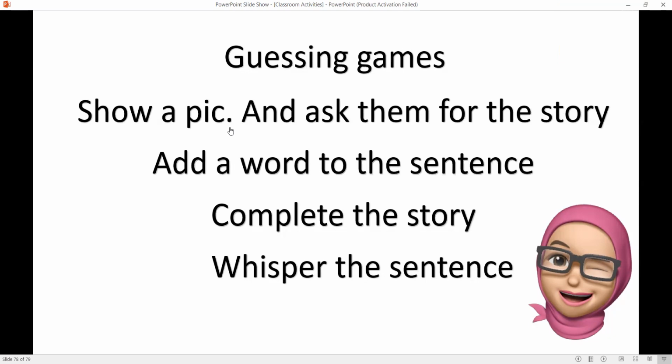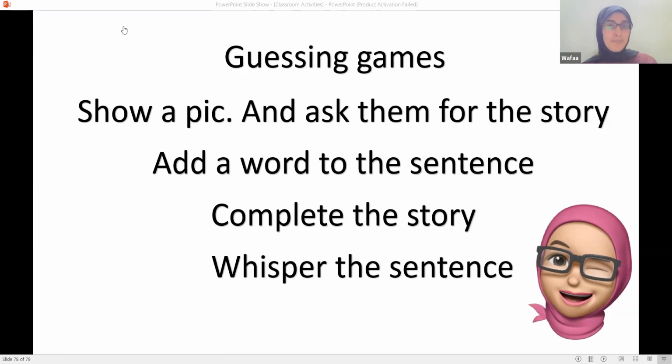There is another one for young learners. It's called Simon Says. I think most of you know about it. I start to do something and they do as I do. If I say Simon Says, you do the action. If I don't say Simon Says, you don't do the action. And you can play I Spy with My Little Eye. I spy with my little eye something yellow. And they start guessing what this thing is.